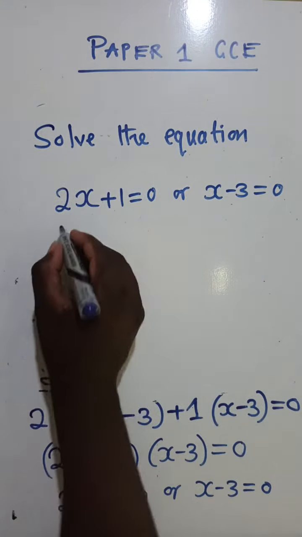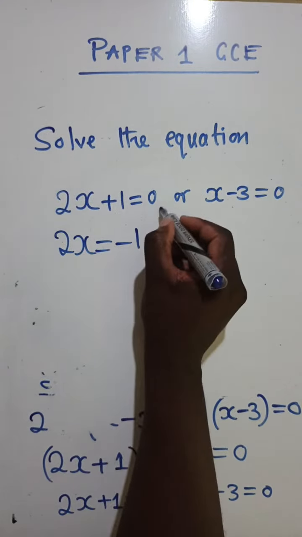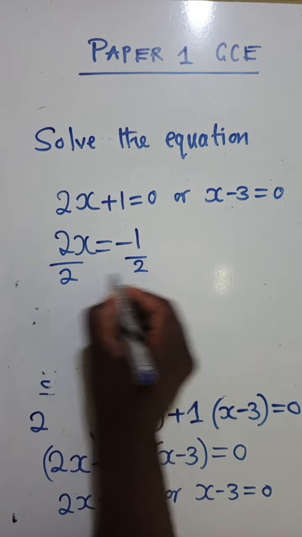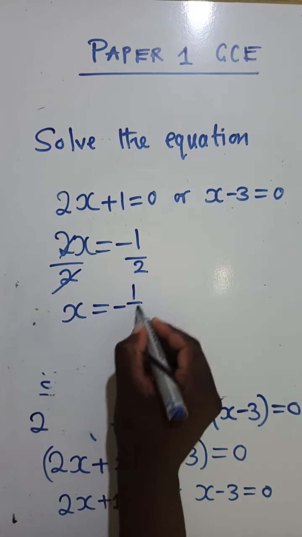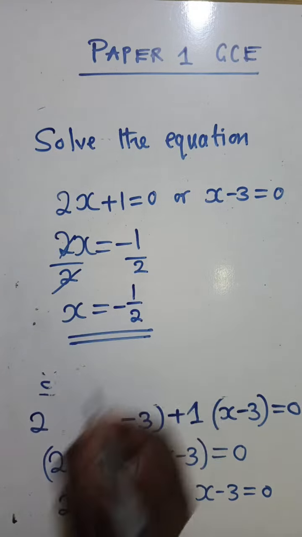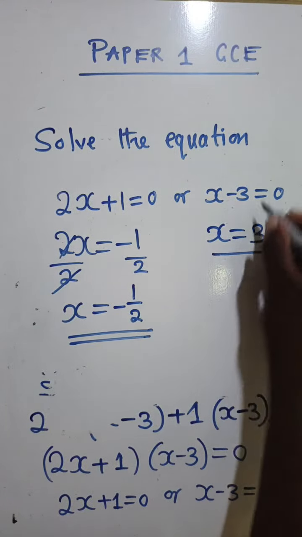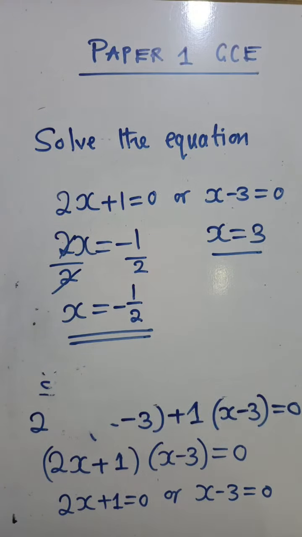So now we can say 2x is equal to negative 1. 1 comes this side, we are solving now. Divide by 2, this and this will go, x will be equal to negative 1 over 2. This is our answer. The other answer will just be x is equal to 3. This 3 comes this side. So these are the two answers.